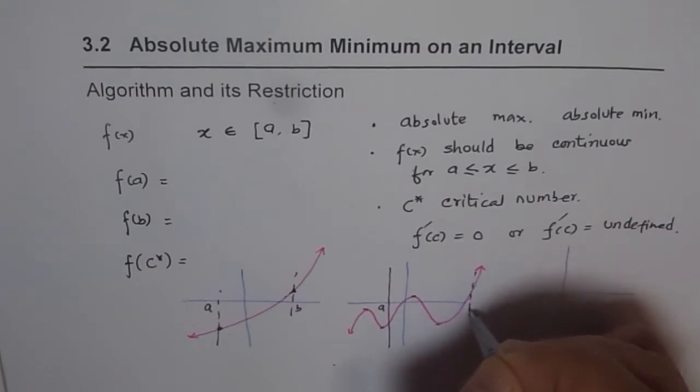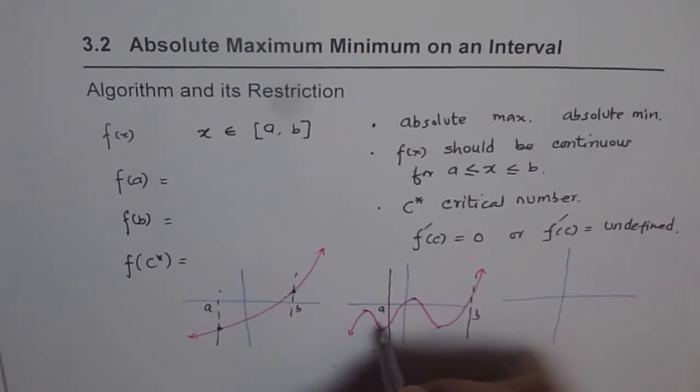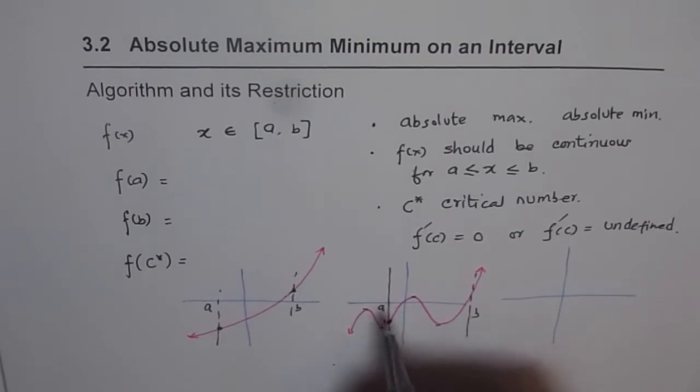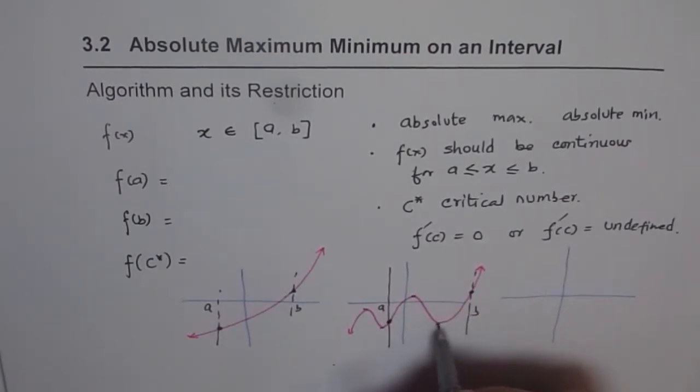Let us say, let me put it here, B. Now, what is absolute maximum minimum? In this case, what we will do is, we will check many points. We'll check points at A and at B, right? And in between, the critical points. Critical points in between are these two, right?